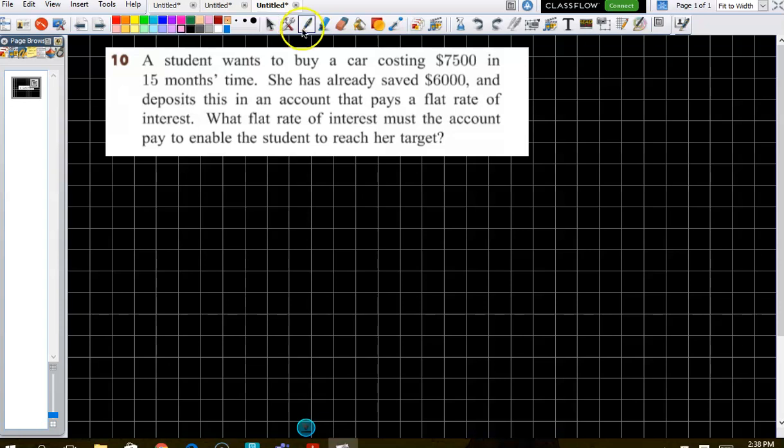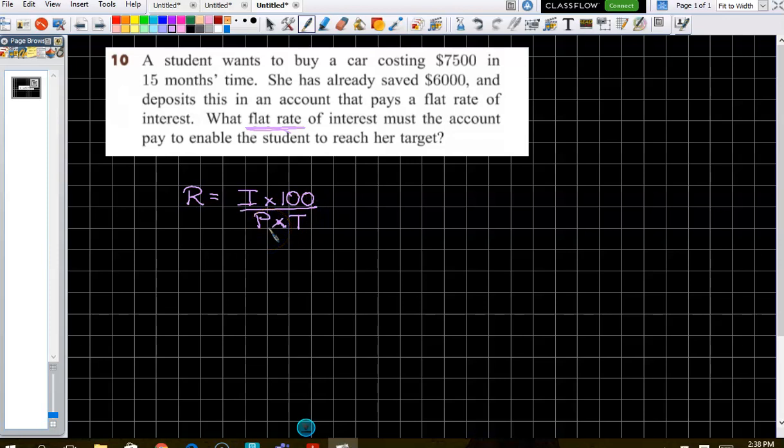We're going to do compound interest today. We're mixing it up. So if we're reading this, as soon as we see flat rate, we know we're dealing with simple interest, right? And it's asking us to find the rate. So that means we've got our formula down, which is I times 100 over PT.